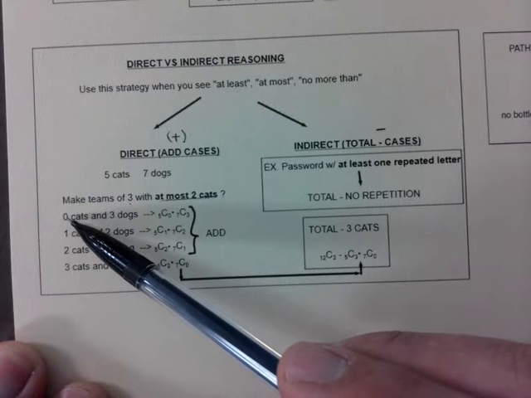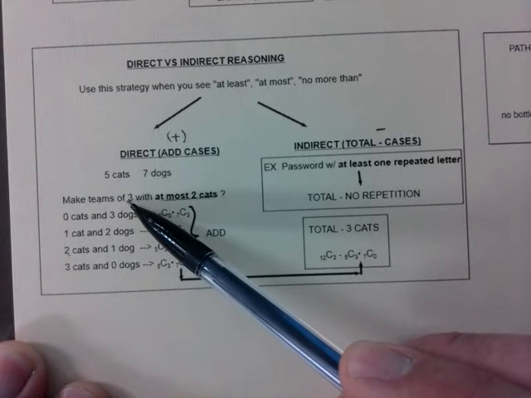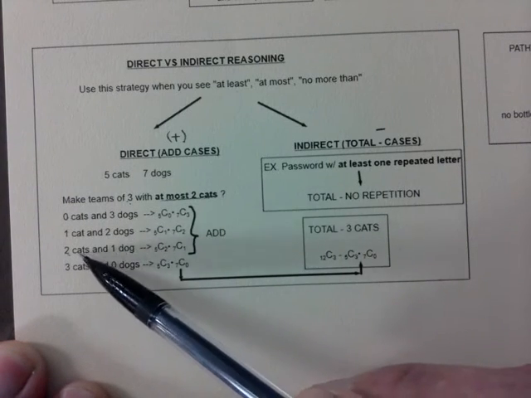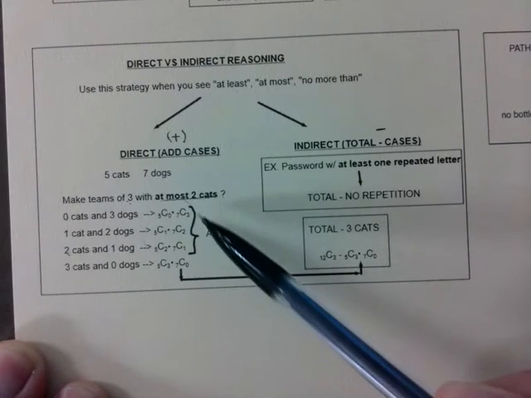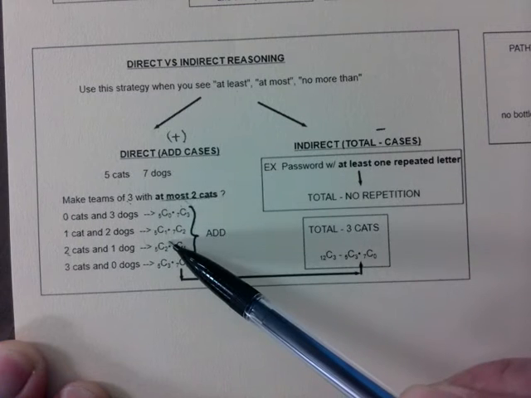Then you obviously are saying 0, 1, or 2 cats, right? But since you're making teams of 3, if you have 0 cats, that means you have 3 dogs. 1 cat, 2 dogs, 2 cats, 1 dog, right? So you would write the combinations like that. You would add up all these answers. That's the direct way of doing this question.